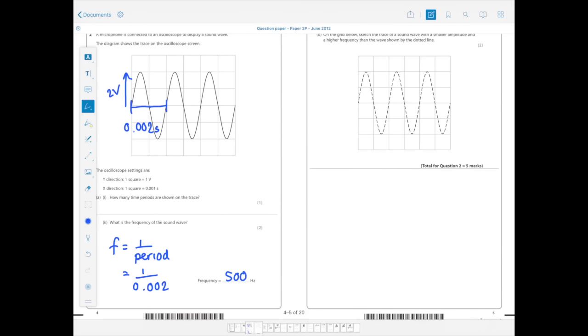On the grid below, sketch the trace of a sound wave with a smaller amplitude and a higher frequency than the wave shown by the dotted line. A smaller amplitude means that it will be quieter, so our wave needs to be less high, much lower. High frequency means that the waves need to get closer together, so I'm going to draw it like this, and try and keep it nice and even. I'm only going up one wave and down one wave, but because they're closer together, I've definitely drawn a higher frequency. The fact that they're lower means that it's a smaller amplitude.